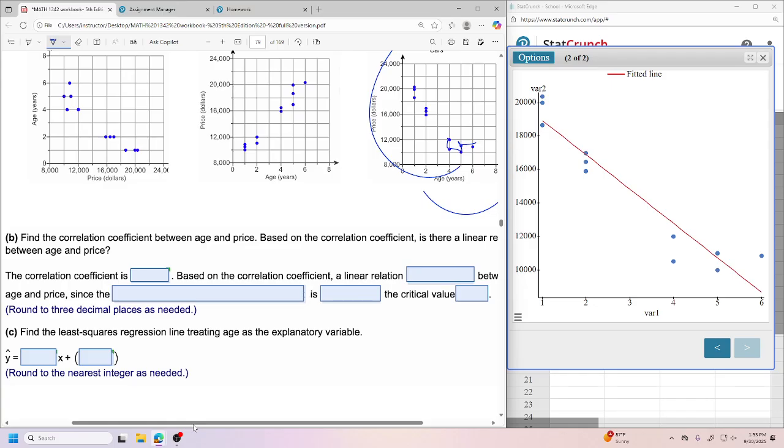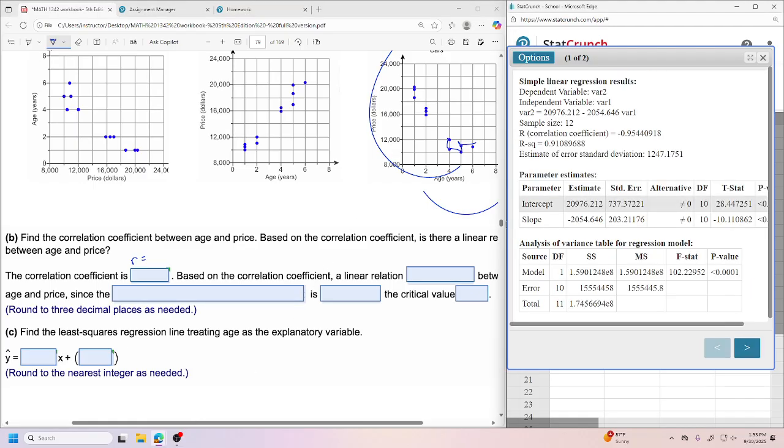Cool. It says, what's this correlation coefficient? What they're saying is R equals. We've seen this before. This is no big deal. Back to page 1. R, right there. This guy, right there. So I got a negative 0.954. Awesome. So that's your answer. Based on this, there's a linear relationship, blah, blah, blah.